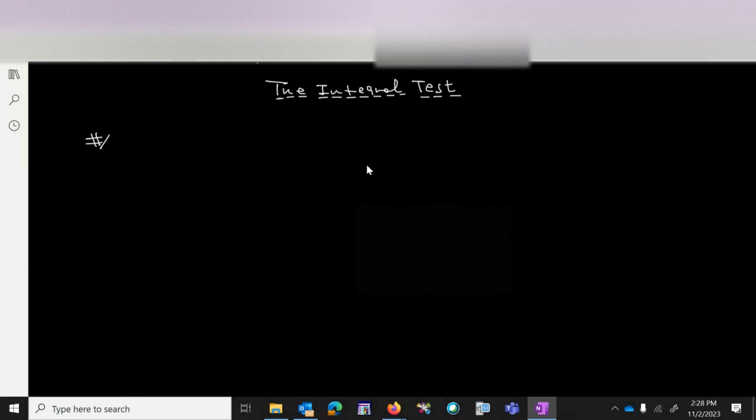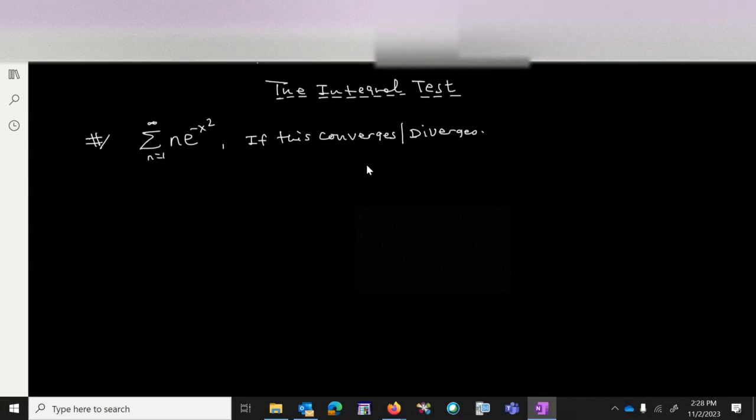Number one. The question is this: the series n e to the power of minus x squared, as n runs from 1 to infinity. This is our series. Now we are trying to see if this converges or diverges using the integral test.